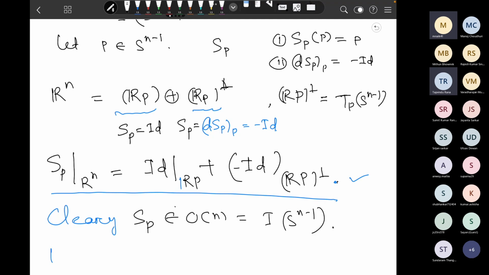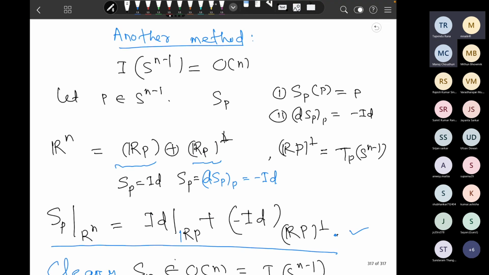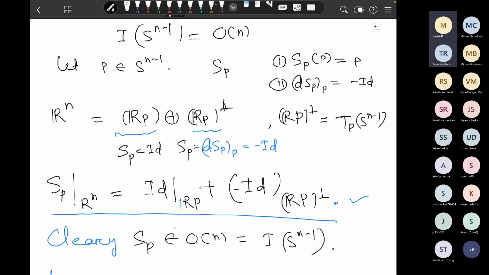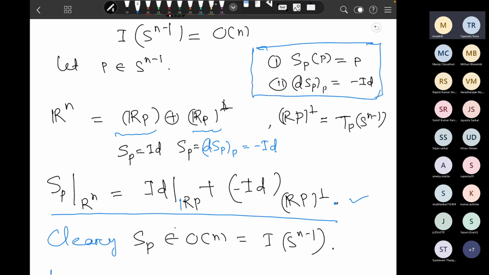Muna, could you mention how you started and what you are aiming to do? You started with SP, SP is a linear map. I have to find out SP. I have to define SP in such a way that SP of P should be P, and on the tangent space it should be minus identity. So I have to use this information to specify SP.